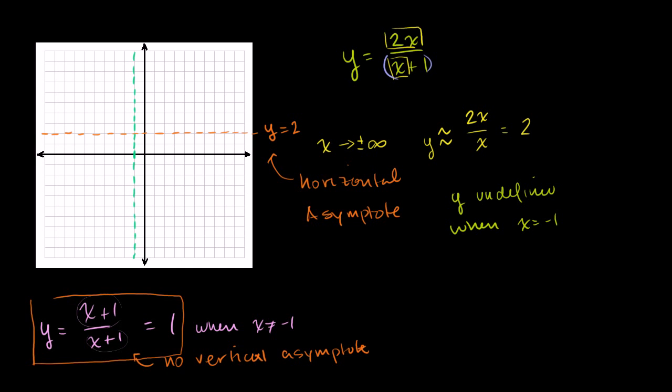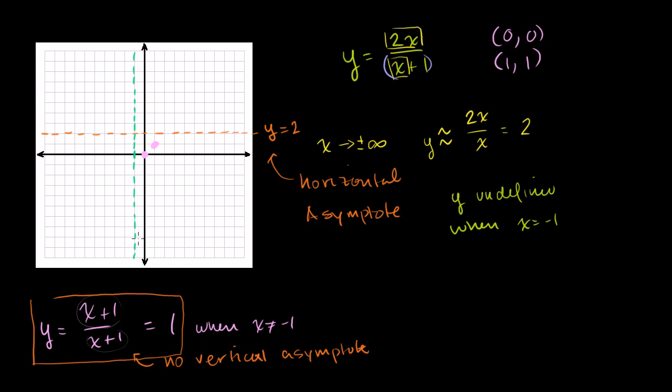So what happens when x is equal to 0? You have 2 times 0, which is 0, over 0 plus 1. So it's 0 over 1, which is 0. So the point (0, 0) is on our curve. What happens when x is equal to 1? We have 2 times 1, which is 2, over 1 plus 1. So it's 2 over 2. So (1, 1) is also on our curve. So that's on our curve right there.